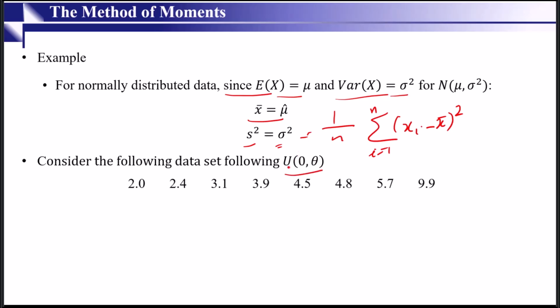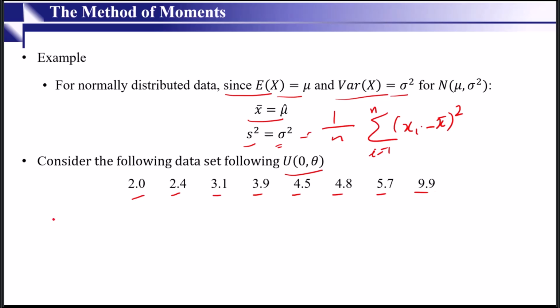So we have uniform distribution U of 0 and theta. It's a uniform distribution and it means the data values x are uniformly distributed between 0 and theta. The upper endpoint of the uniform distribution is the unknown parameter, and we want to estimate that parameter. So you can see we have a data set like 2, 2.4, 3.1, 3.9, 4.9, 4.8, 5.7, and 9.9.